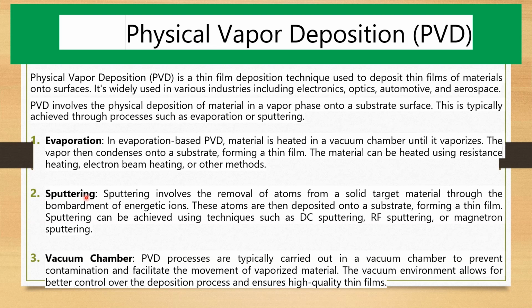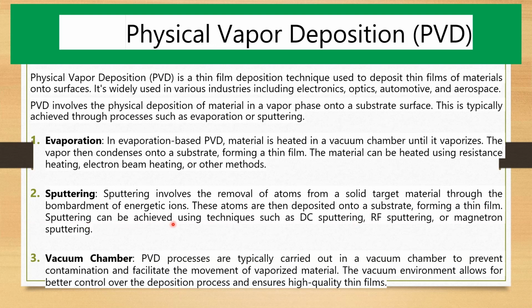Second method is sputtering, and sputtering involves the removal of atoms from a solid target material through the bombardment of energetic ions. So in sputtering process, basically energetic ions strike with the target material, and during this collision, the atoms from the target material are dislodged. Then these atoms are deposited onto a substrate, forming a thin film.